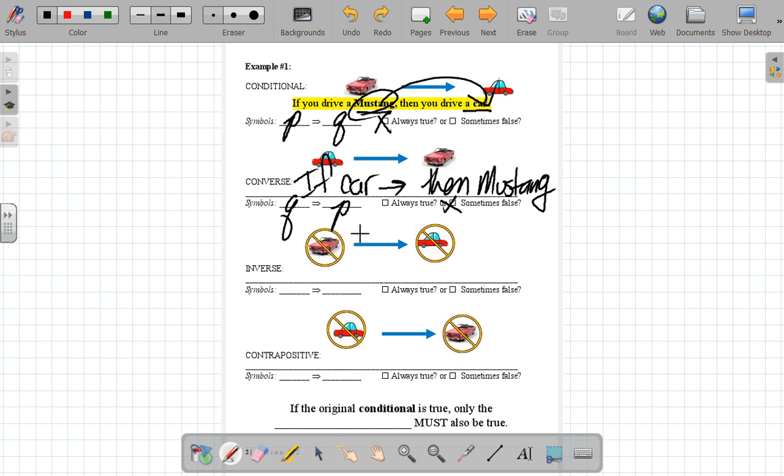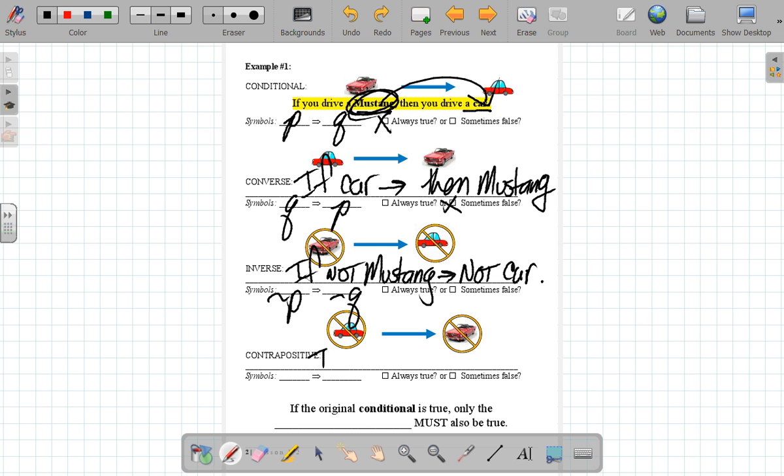Ready? The inverse. My original was Mustang, car. Now it says if I'm not driving a Mustang, then I'm not driving a car. Opposite P, opposite Q. Check the box. A Tesla in my garage. This is not true. This is not true.